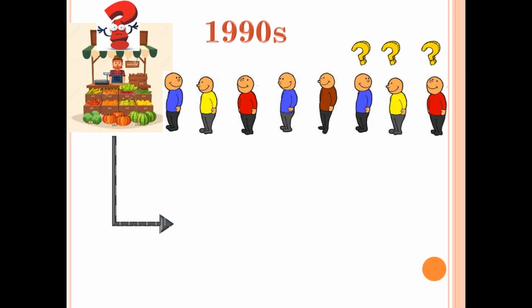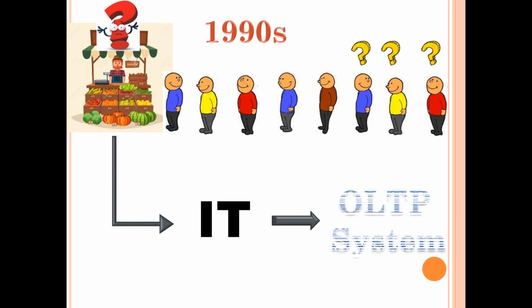Then they approached IT and explained their problem. That is, the number of customers visiting our store has increased, or the number of customers utilizing our service has increased, but because of the manual process that we have, we are not able to provide fast and accurate service to customers. Then IT said, fine, no problem. We are giving you a solution that is nothing but the OLTP system.